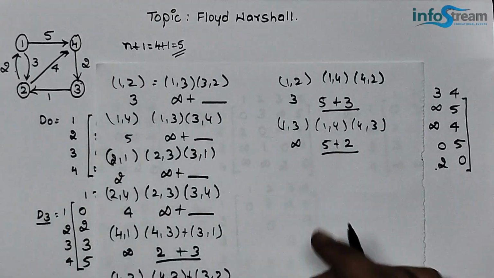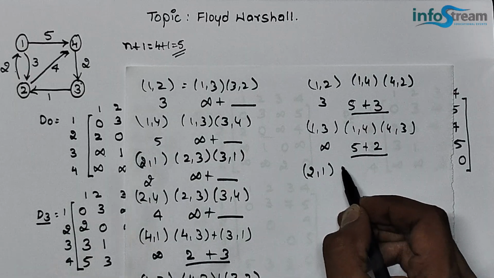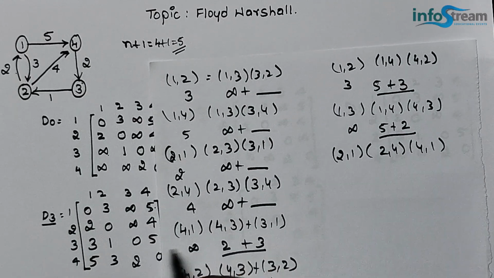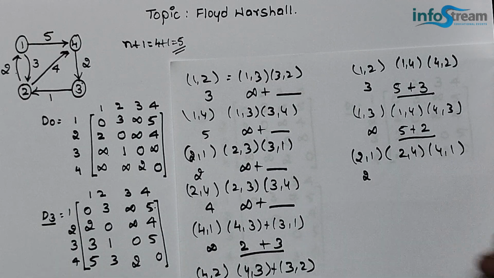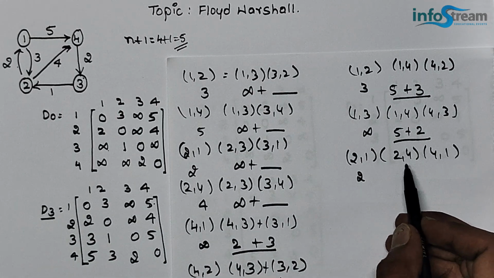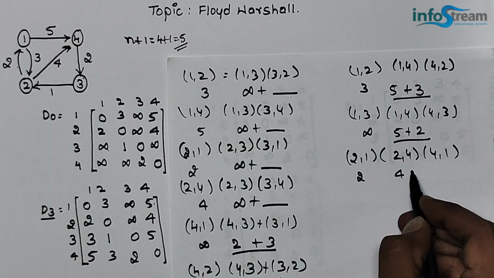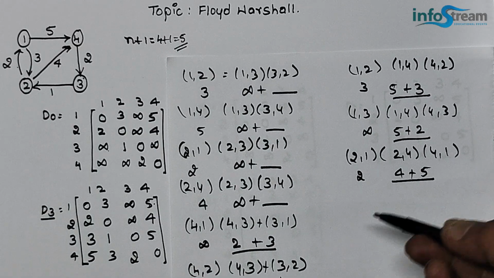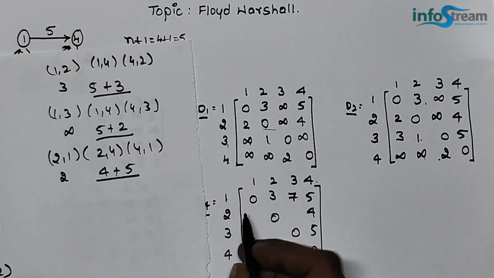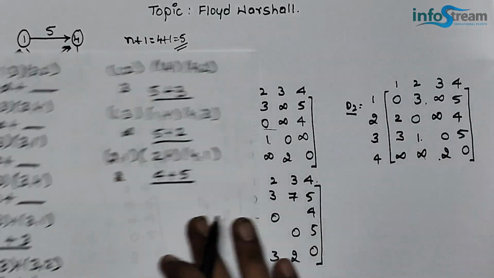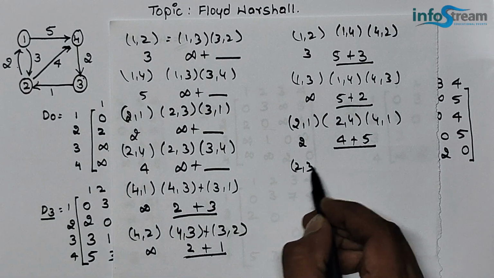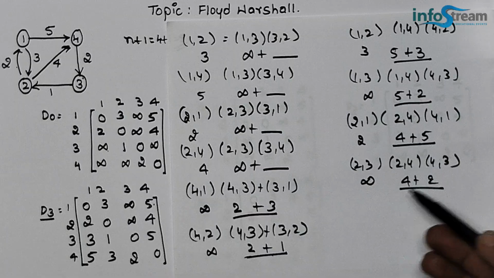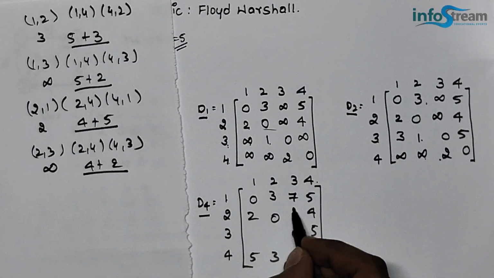2 comma 1. So 2 comma 1 means 2 to 4 and 4 to 1. The value of 2 comma 1 is 2 and the value of 2 comma 4 is 4 plus 4 comma 1 is 5. 5 plus 4 will be 9. Among 9 and 2, 2 is the smaller one. Next 2 comma 3. So 2 comma 3 means 2 to 4, 4 to 3. Among infinity and 6, 6 is the smaller one.